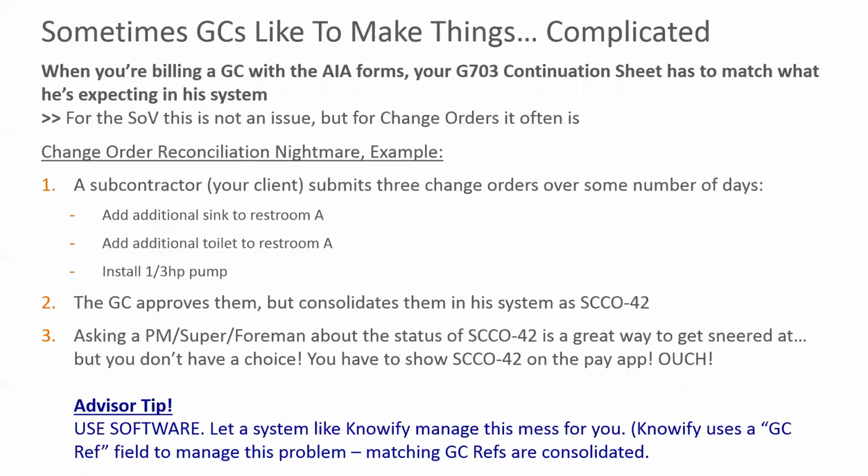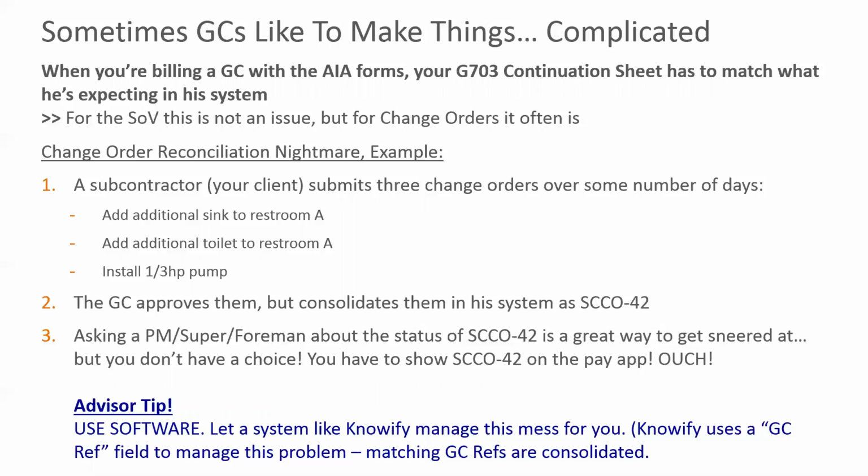Okay, so here's the complication we've been mentioning. Let's say you're using the AIA documents to bill. The important thing here is when you're setting them up, your continuation sheet has to match whatever the GC has in his system. You can imagine the reconciliation nightmare if things get off.